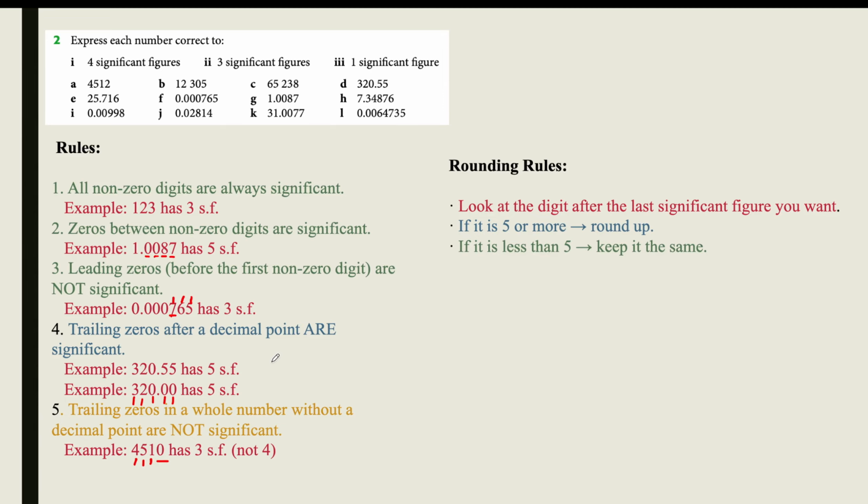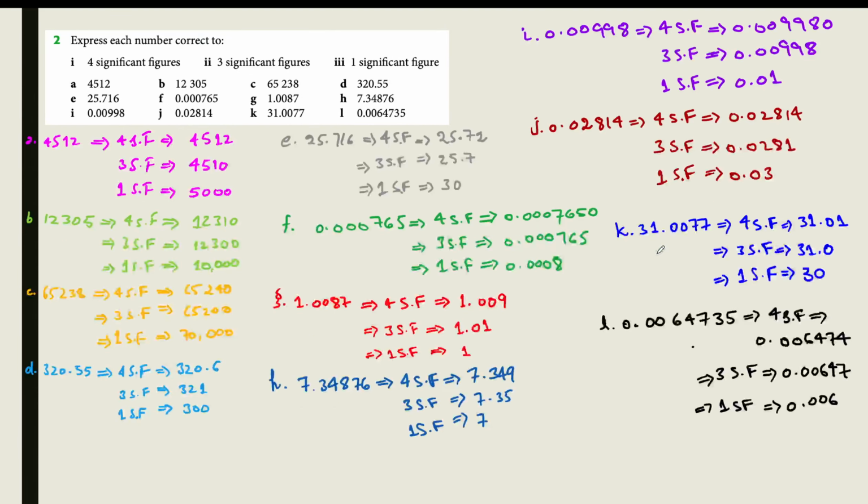Apart from that, when we are expressing a number to a particular significant figure as asked in this question, we have certain rounding rules as well. So these rules are, we look at the digit after the last significant figure that we want. If it's 5 or more, we round up. If it's less than 5, we keep it the same. Now that we know about it all, we will make a start with our first number, that is 4512.